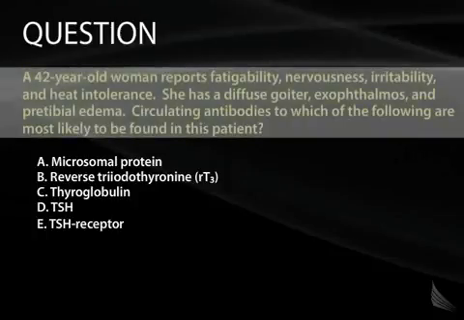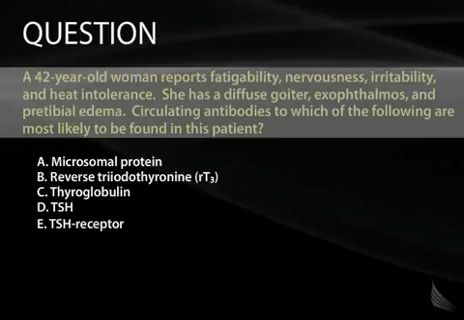This question presents a 42-year-old woman reporting fatigability, nervousness, irritability, heat intolerance, which again clearly tells you that she has symptoms of hyperthyroidism. She has diffuse goiter, exophthalmos, which is again proptosis, a very specific sign telling you that this woman has hyperthyroidism specifically because of Graves' disease.